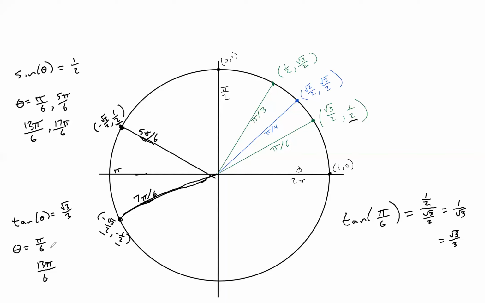Okay, so pi over 6 is an answer. 7 pi over 6 is an answer. And again, any full rotation away from 7 pi over 6 would be an answer. So if I go 7 pi over 6, a full rotation, let's see, that's 12 pi over 6, 13 pi over 6, 13, 14, 15, 16, 17, 18, 19 pi over 6 would be another answer. So I could keep going around the unit circle as many times as I like and getting more answers.